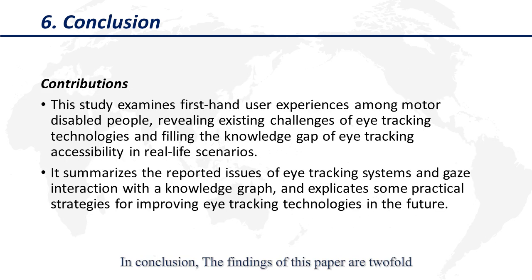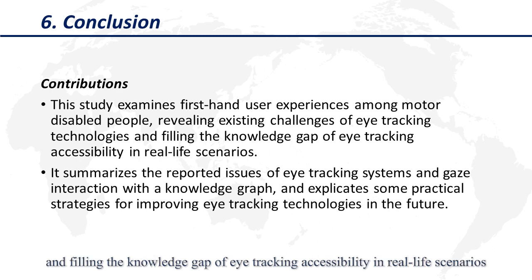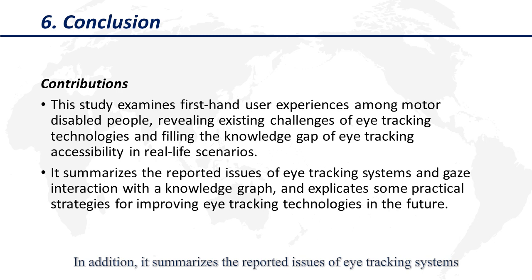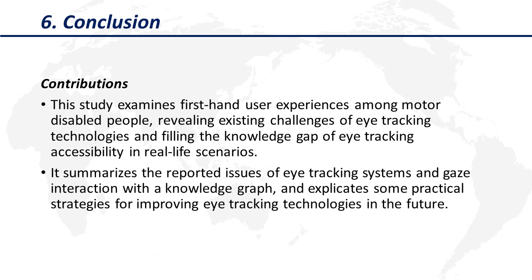In conclusion, the findings of this paper are twofold. It examines first-hand user experiences among motor-disabled people, revealing existing challenges of eye-tracking technologies and filling the knowledge gap of eye-tracking accessibility in real-life scenarios. In addition, it summarizes the reported issues of eye-tracking systems and gaze interaction and explains some practical strategies for improving eye-tracking technologies in the future.